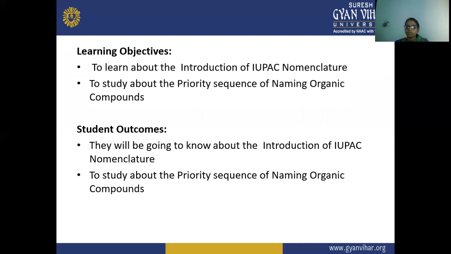So here the learning objective is to learn about the introduction of IUPAC nomenclature and to study the priority sequence of naming organic compounds. And the student outcome is that they will know about the introduction of IUPAC nomenclature, that is, how we are going to name the organic compound according to the IUPAC system.